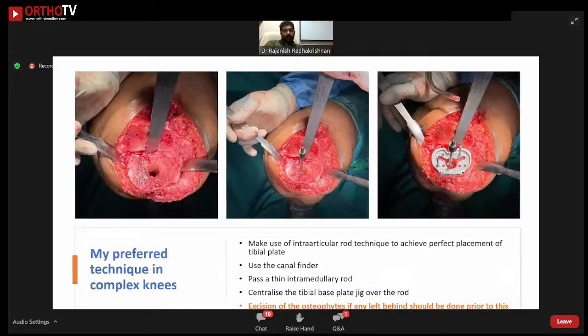What is my preferred technique? How to get it done? Use the intramedullary rod technique whenever feasible. You put the canal finder, centralize it, and pass a thin intramedullary rod. Centralize the tibial base plate jig over the rod. Excision of all the osteophytes should be done before doing all this. You can centralize it, put the medial pin first, then make sure that the tray is of adequate size, as you can have trays one size above, equal size, and one size below. Sometimes there can be more also. And the whole thing should be seating on the cortex.